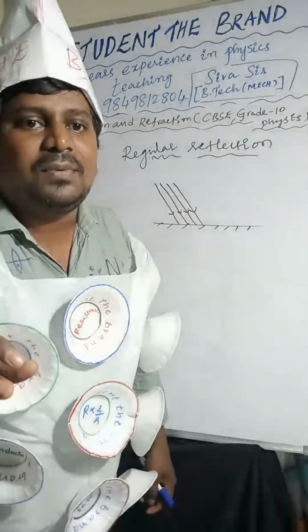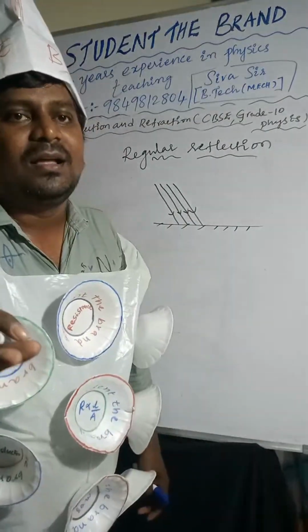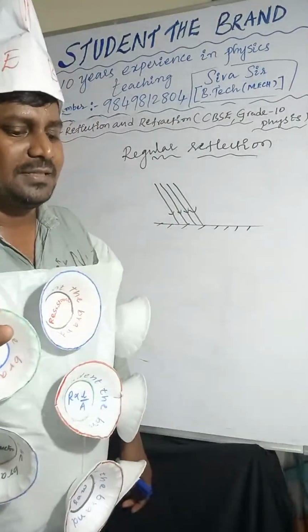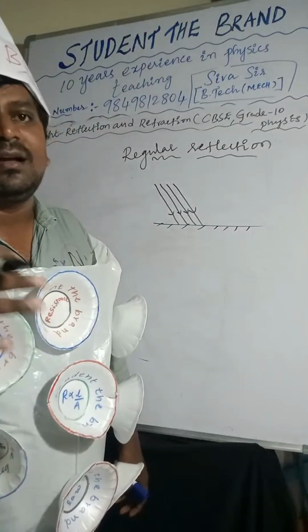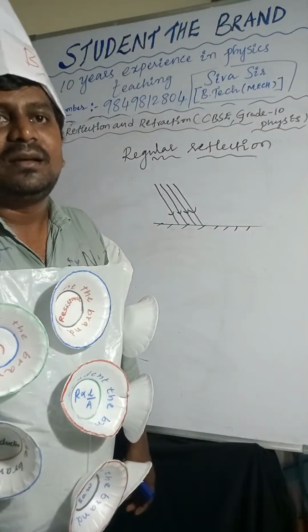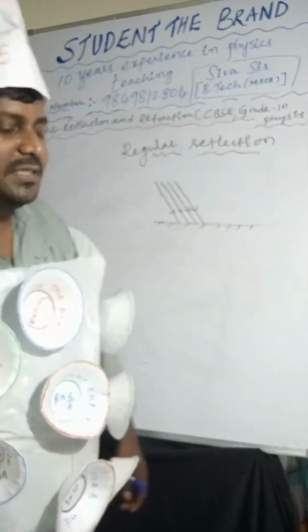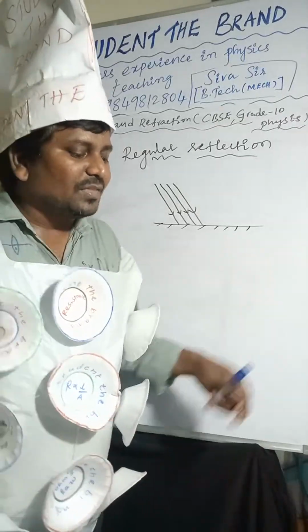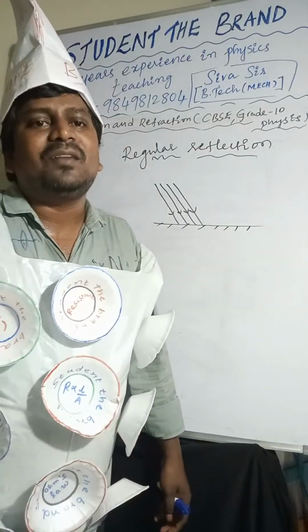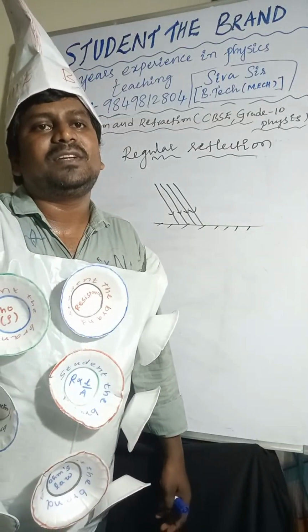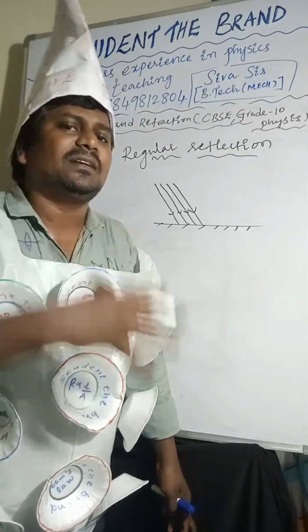Someone is asking for the apparent distance formula. Apparent distance where, mirror or glass slab? In glass slabs it is different. For mirrors, the object distance is equal to the image distance. Okay, then the laws of reflection are completed.